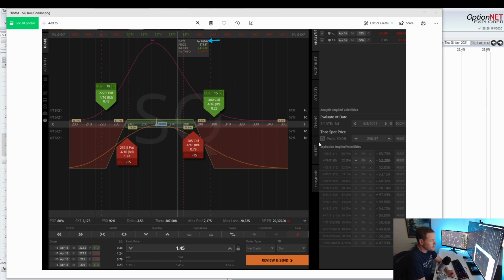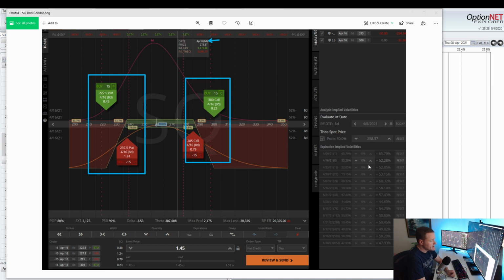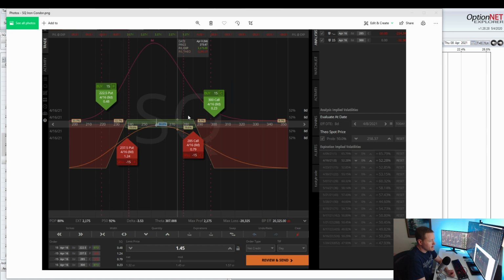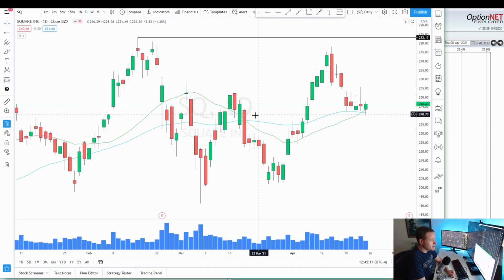So going through the structure over here, you have your put leg, so I'm shorting the 237.50 put, and I'm going long the 222.50 put. For the call leg, I'm shorting the 285 call, and I'm going long the 300 call. Now, the reason that I picked those strikes, other than the fact that there was enough premium in those to collect a decent credit, it was because of the technical chart. So let me show you the technical chart on Square and what I was actually looking at.